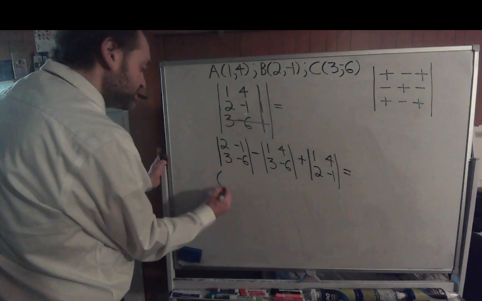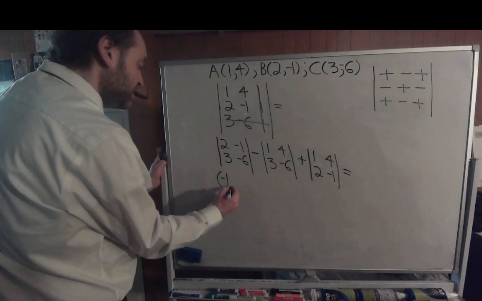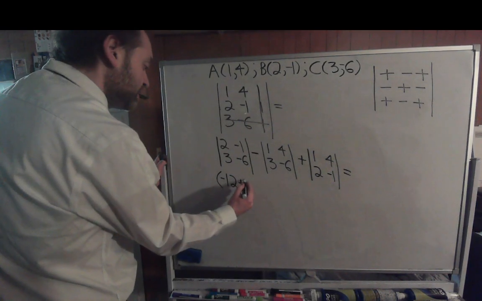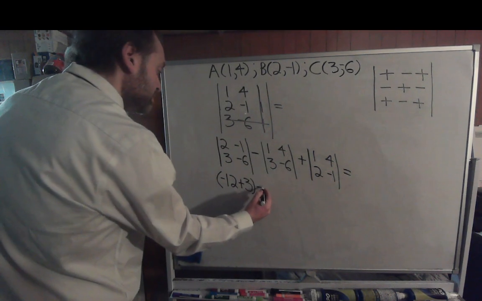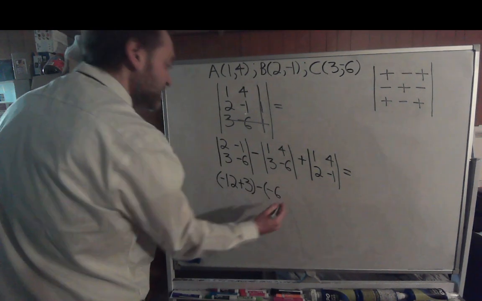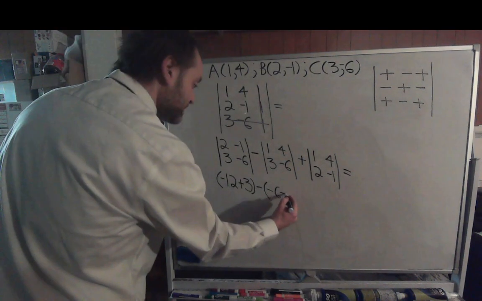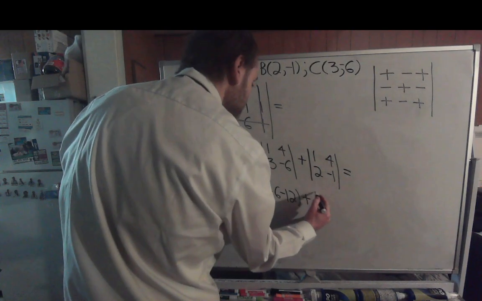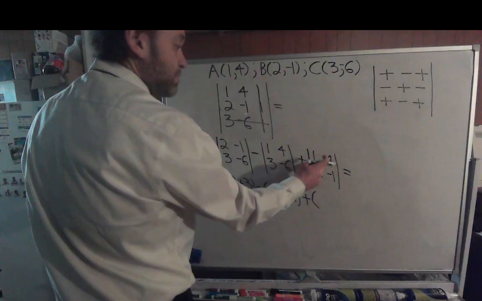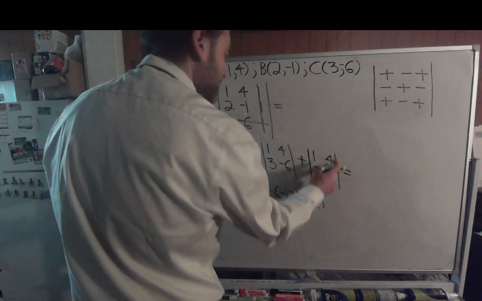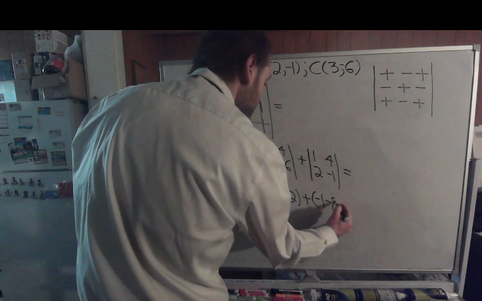So 2 times -6 is -12, minus -1 times 3, that would turn into +3, minus this determinant, 1 times -6 is -6, minus 4 times 3, that'd be -12, plus this determinant, 1 times -1 is -1, minus 4 times 2, that'd be -8.